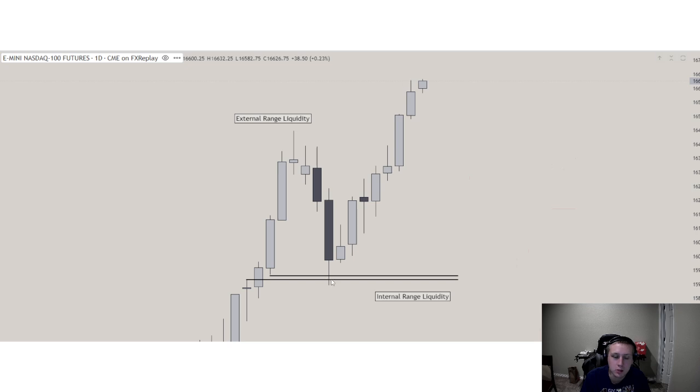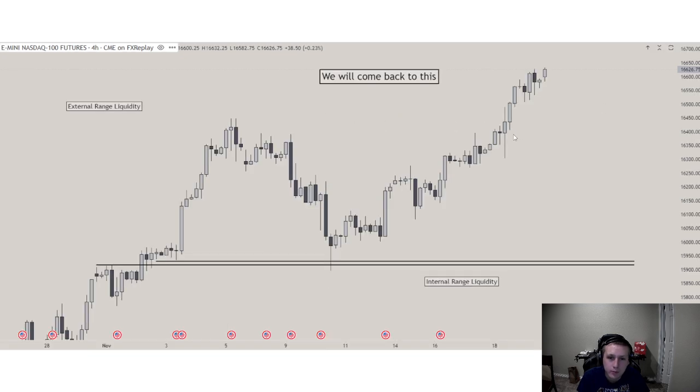As soon as we turn into internal range liquidity, and we have changes in delivery on the lower time frames, then we can now look for external range liquidity. Say you want to wait for daily changes in delivery right here. We end up having that here, and now you can be a little bit more confident that we're going through this external range liquidity.